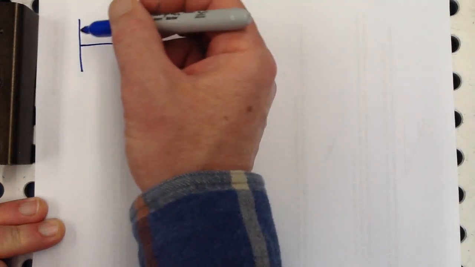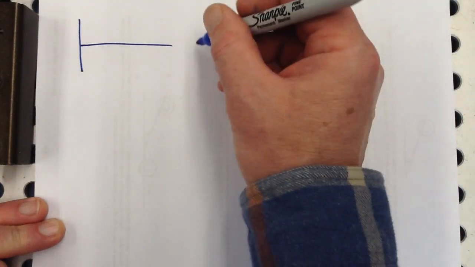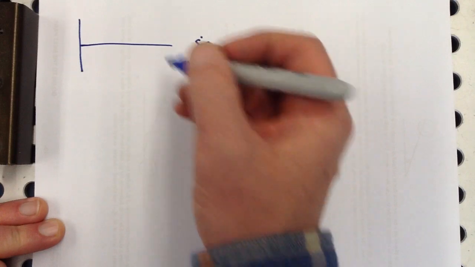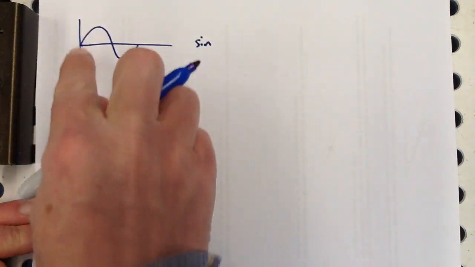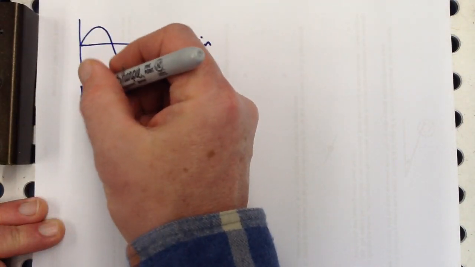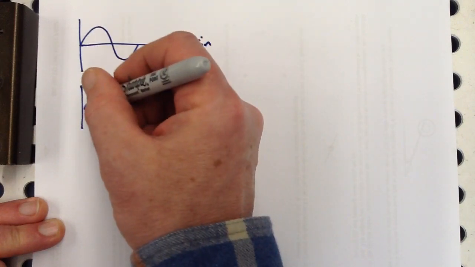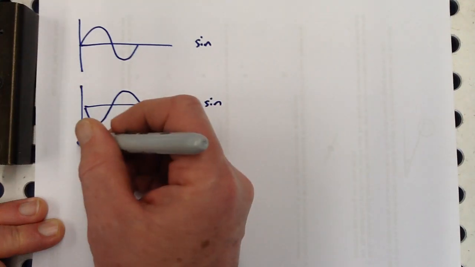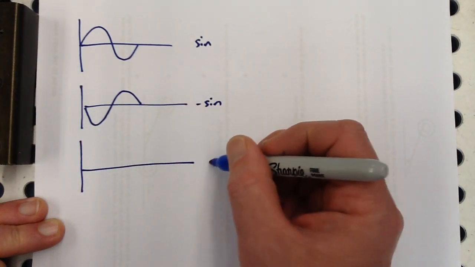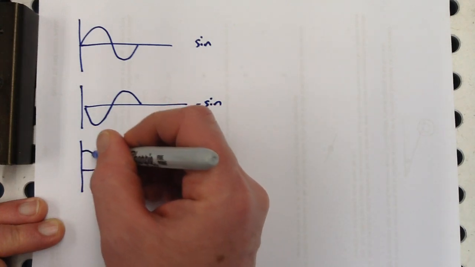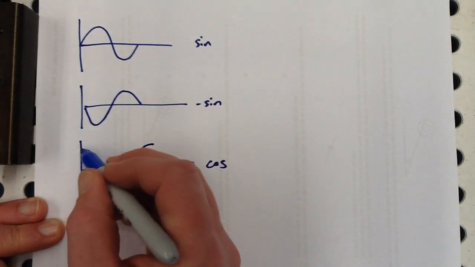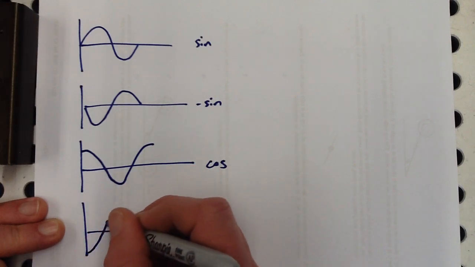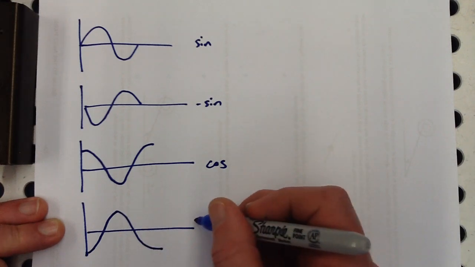You need to know the shapes of the four basic trig functions. So sine looks like this. It starts here and then goes up. And so if that's the sine function, negative sine is just that, but upside down. And cosine, that's the one we usually use for position because it starts at the max position. And then negative cosine is the upside down of that.